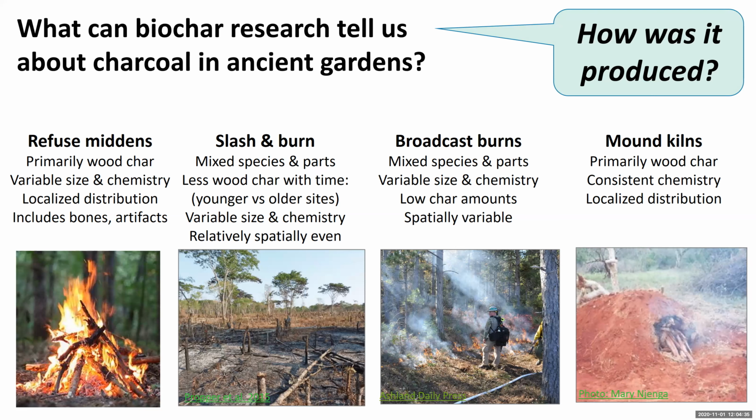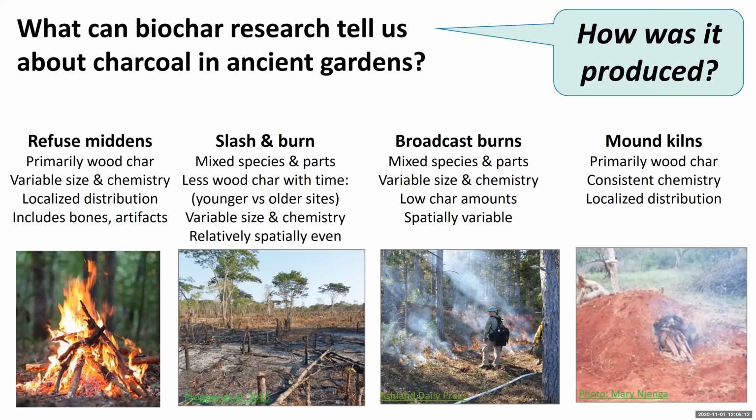And the broadcast burns would also create charcoal from a mixture of plant species and plant parts. Basically, any vegetation that was there would be charred to some extent. This would result in char with variable size and chemistry in the charcoal pieces. And unless the fire was burning through a very dense forest, it would probably not produce a lot of charcoal and would probably be pretty patchy across the burned area. In this situation, the amount of charcoal produced would depend on how much and where the burnable fuels were located.